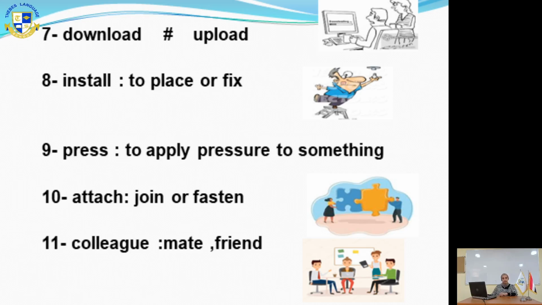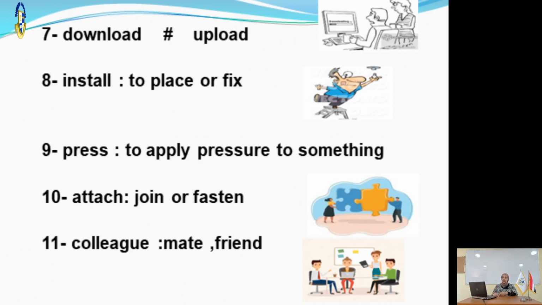Number 9, press. It means to apply pressure to something. What does pressure mean? It means that you put your finger on something and you press it like this, a button, for example, to get what you want. Then we have number 10, attach. It means to join or fasten something together. Number 11, colleague. A colleague means your mate or your friend. I use it when I'm at school. I say my colleagues at school, or my colleagues at work, or my schoolmates or my classmates. All of these have the same meaning.